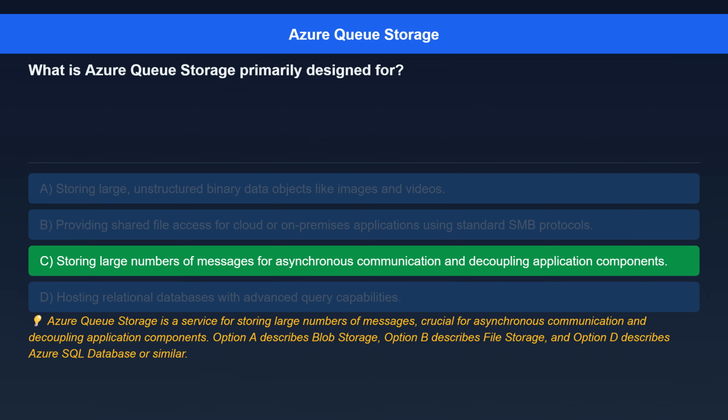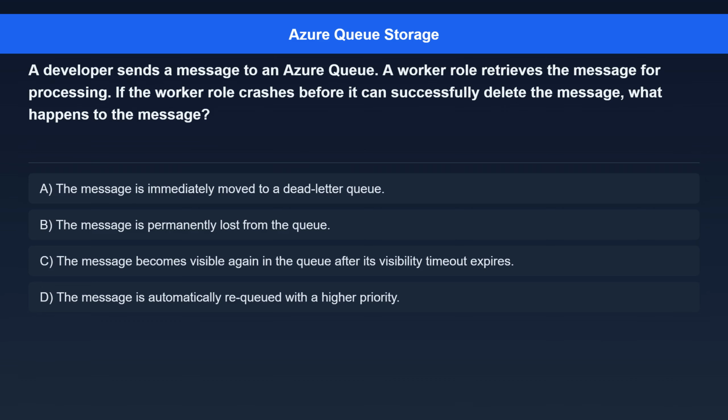The correct answer is storing large numbers of messages for asynchronous communication and decoupling application components. Here's the explanation. Azure Queue Storage is a service for storing large numbers of messages, crucial for asynchronous communication and decoupling application components. Option A describes blob storage, Option B describes file storage, and Option D describes Azure SQL Database or similar.